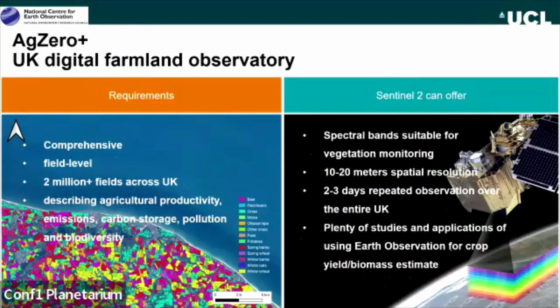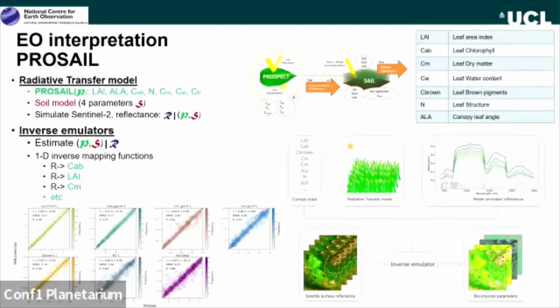And there are plenty of studies showing that we can do crop yield or biomass estimates with the observation dataset. The satellite data only provides us with reflectances or radiance, but we want to convert this information into something more related to the crop in the field. So here we use the canopy radiative transfer model, ProSail, which comprises a leaf model and a canopy model. There are parameters which describe the leaf properties and also parameters that describe the canopy properties. We call them biophysical parameters.